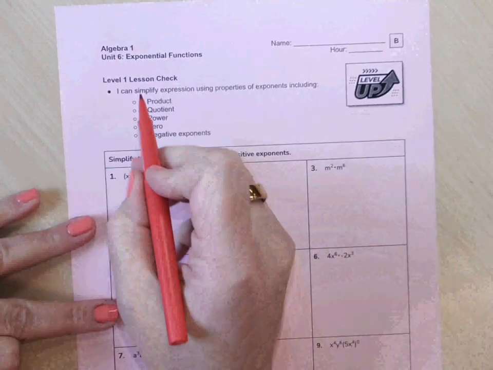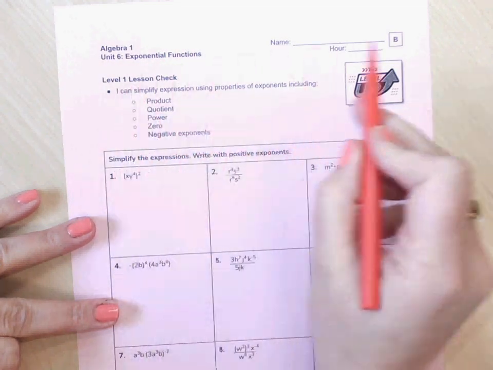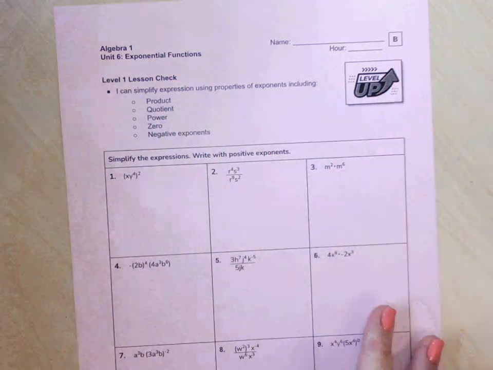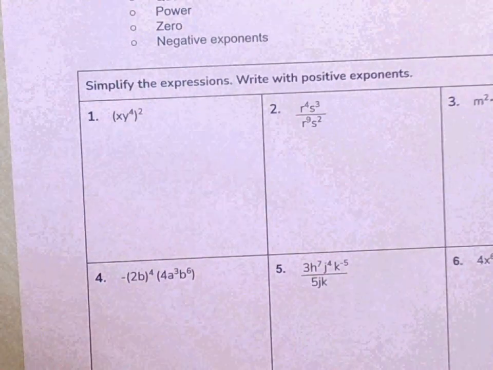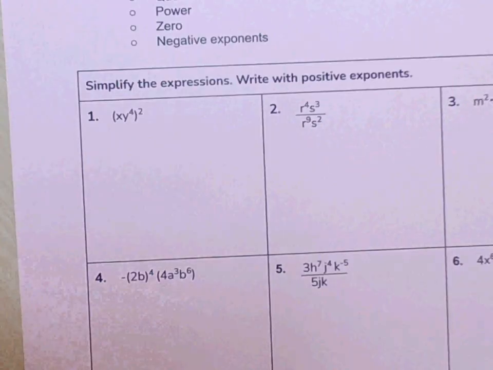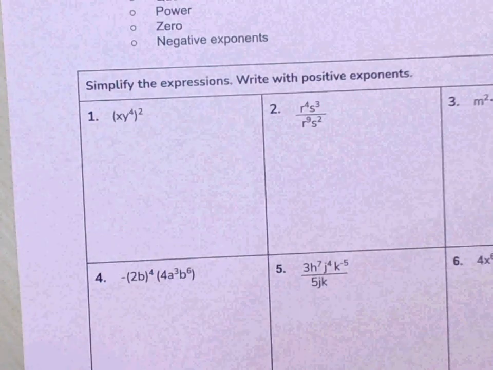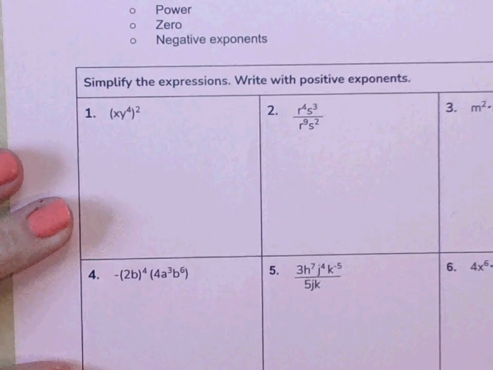This is level 1, version B. If at any time I go too fast in this video, hit pause and get caught up, or rewind and rewatch as many times as you need.